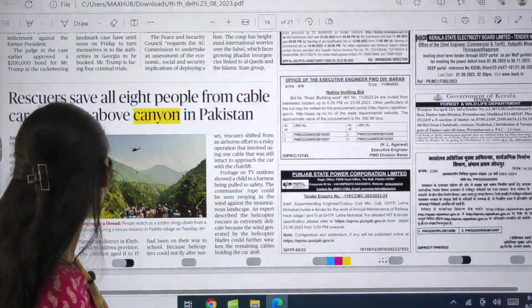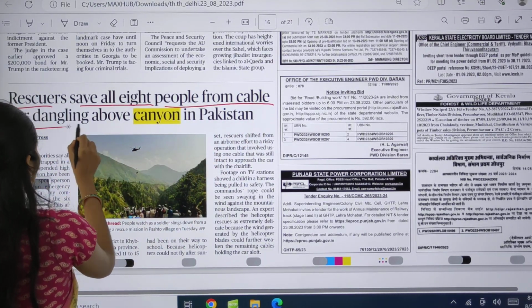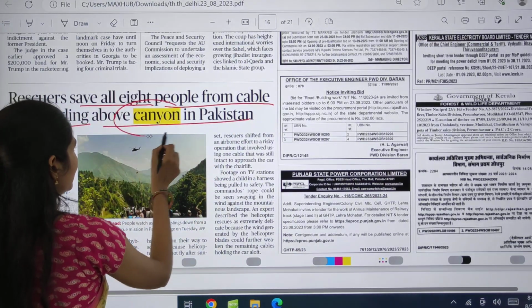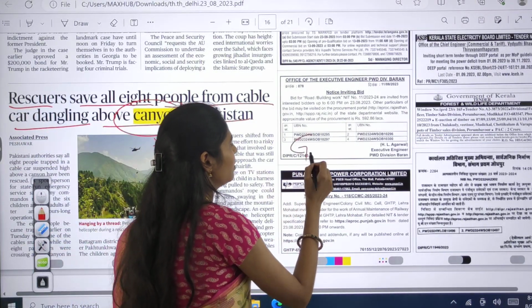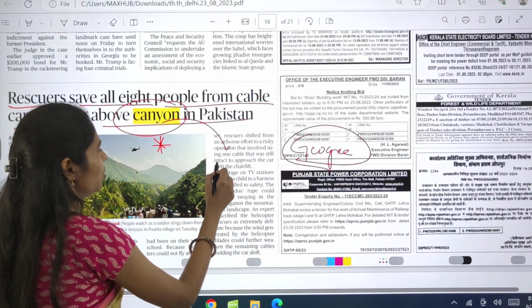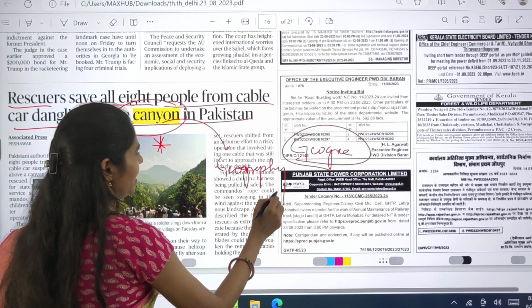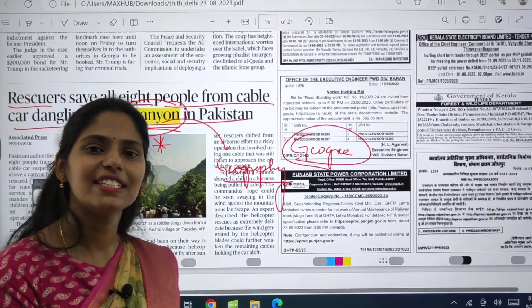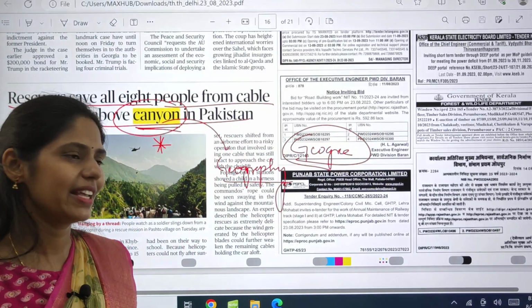And here you can see one more article: rescuers save all 8 people from cable car dangling above canyon in Pakistan. So here you have to see this word, what is a canyon? Yesterday I gave you homework regarding what is a gorge, right? So this is also a term related to your geography. Please let me know what this canyon is. Even in your 11th class NCERT, you can see the Grand Canyon. So what is the meaning of this canyon? Please let me know.